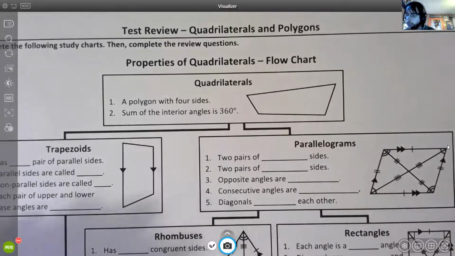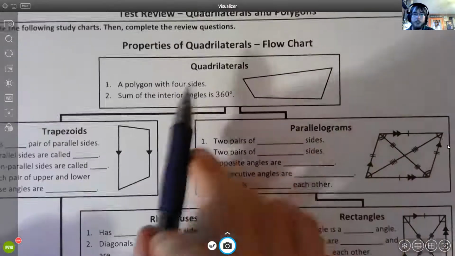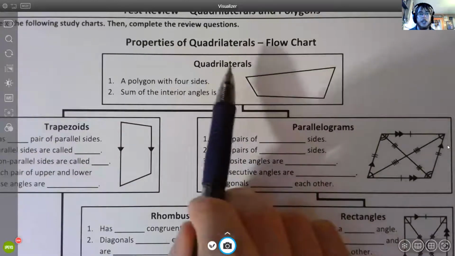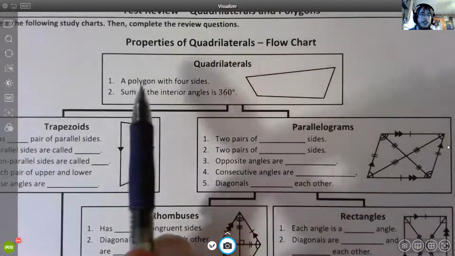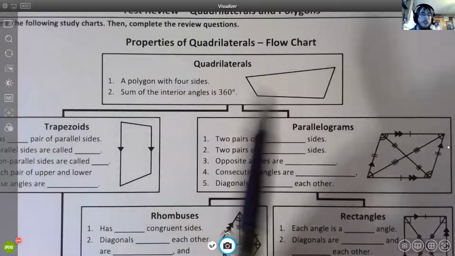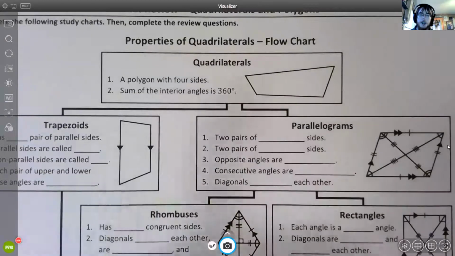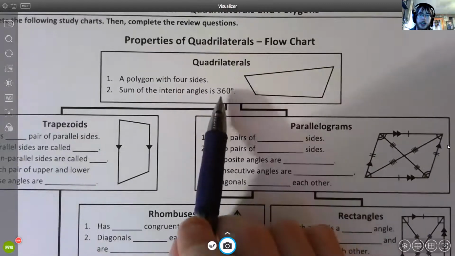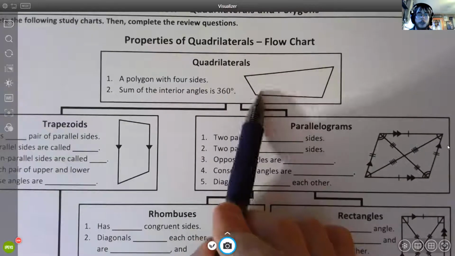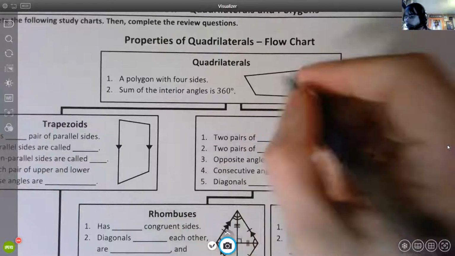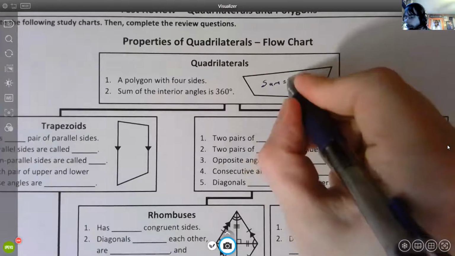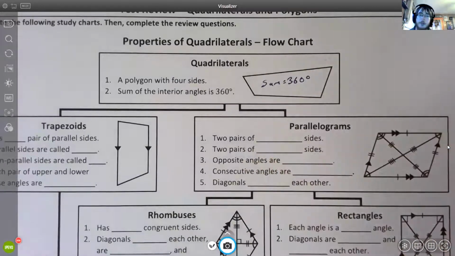So the first bit here, of course, is that we're talking about the properties of quadrilaterals. And quadrilaterals, no matter what type that we're dealing with, is a polygon with 4 sides where the sum of the interior angles is 360 degrees. Okay, so all 4 of those inside angles, those interior angles, sum up to 360. It doesn't matter what type of quadrilateral you have. That's always true. All of them will add up to 360.